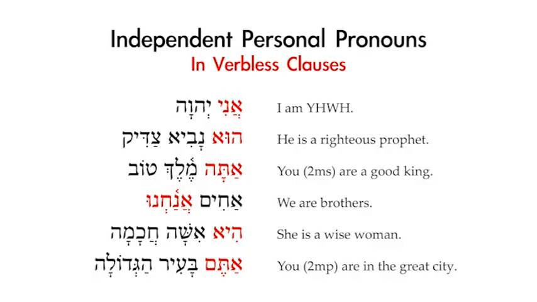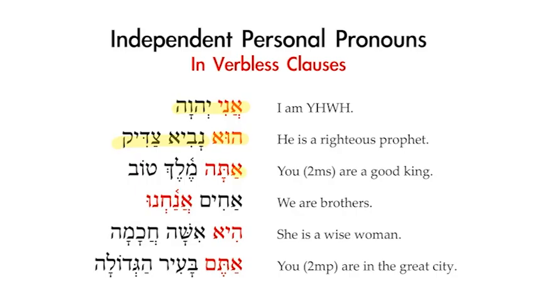So let's consider the independent personal pronouns on the screen together. In our first example, ani Yahweh, we have the independent personal pronoun 1CS followed by the divine name: I am Yahweh. In example 2, we have the 3MS personal pronoun hu followed by navi tzaddik: he is a righteous prophet. Notice that in these first two examples, there's no form of the verb to be. We're supplying that from the context because these are verbless clauses in Hebrew. In English, we don't have verbless clauses, so we're adding that verb each time.